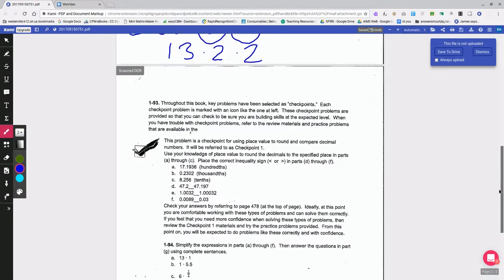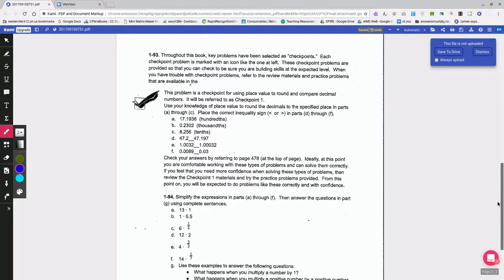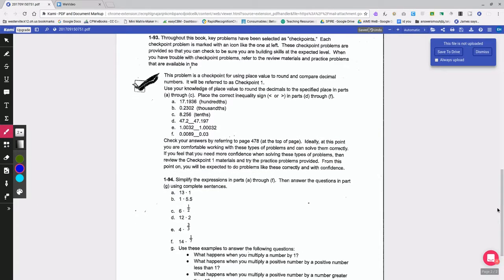Second page here, kind of like a little checkpoint here, things we've been doing throughout the whole chapter. Again, you're rounding for, let's see, A, B, and C. And then you're using your inequality signs for D, E, and F. Again, I think I've already memorized where the rounding and place value help. It starts on page 14, if you have your book, if not, go online.